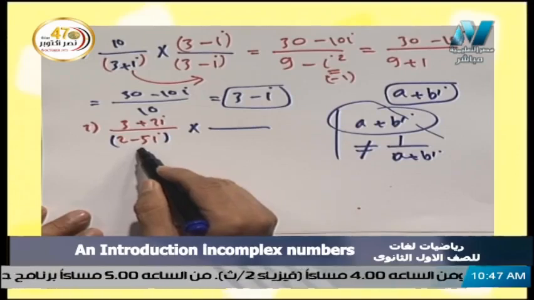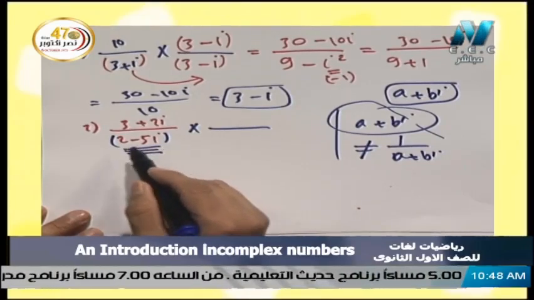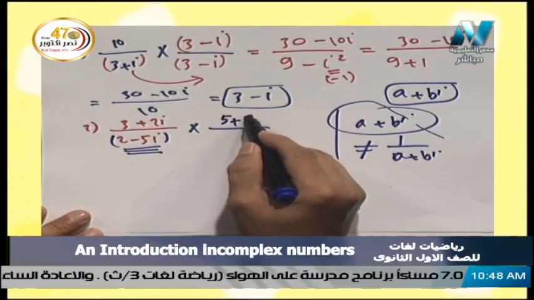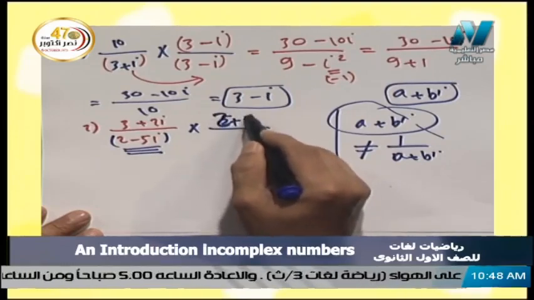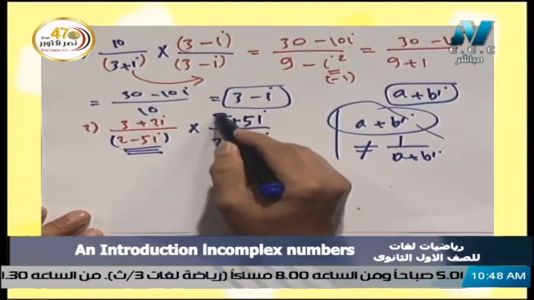So we multiply by the conjugate of the denominator here. The conjugate of 2 minus 5i is 2 plus 5i, and 2 plus 5i over 2 plus 5i is something like multiplying by 1.